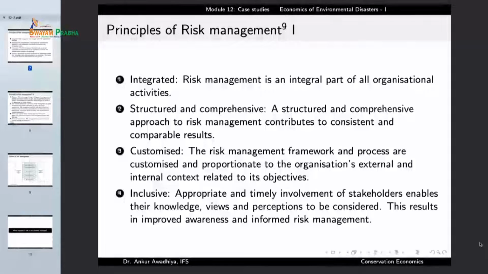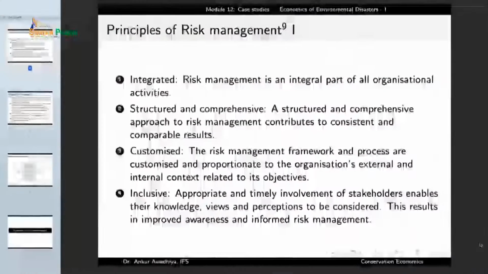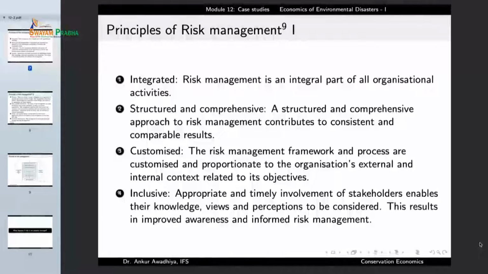It has to be inclusive. Appropriate and timely involvement of stakeholders enables their knowledge, views, and perceptions to be considered. This results in an improved awareness and informed risk management. So, whenever we are taking a decision, it is always prudent to include all the stakeholders. Whenever the government gives permission for a dam to be made, then before the construction ever begins, people have to go out and talk to all the different stakeholders that are there. What are their perceptions? What are their fears? And all those perceptions, fears, and views have to be incorporated in the project document. So risk management has to be inclusive. You cannot take decisions on behalf of others. You have to include them whenever you are taking a decision.